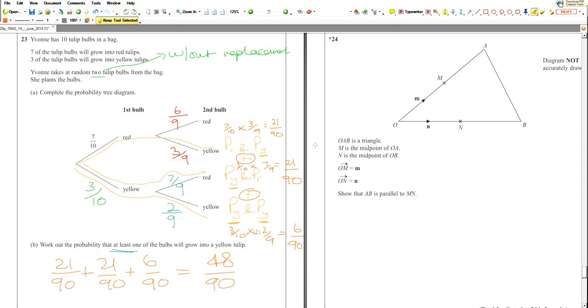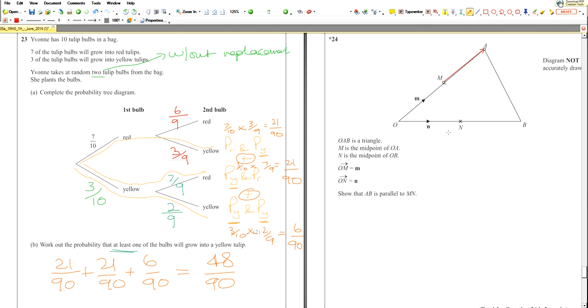Question 24, let's start next to it. Okay, OAB is a triangle. You can see the OAB. M is the midpoint, and that's very important. So let's use this particular little line here, a nice red. If O to M is the vector m, and M is the midpoint, that means this length here, MA, is the same length as here. So the vector O to M is repeated. So I'll put that down here like that.